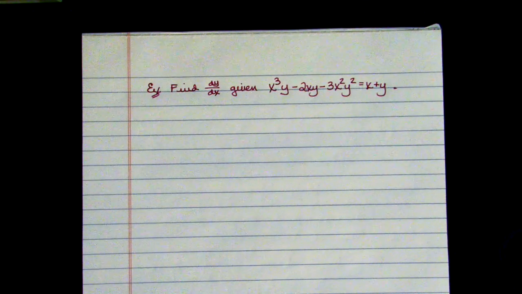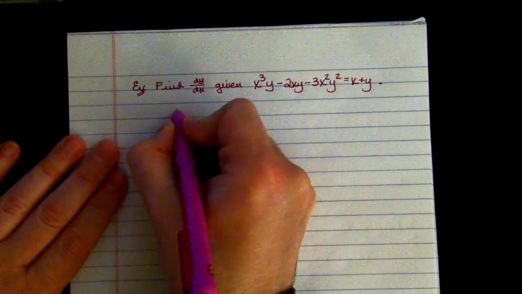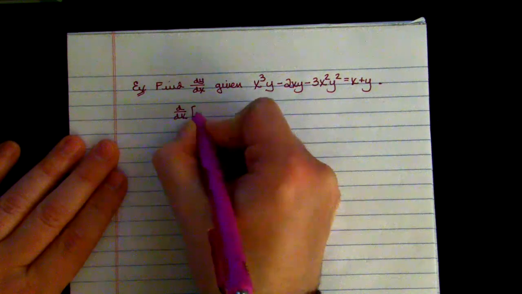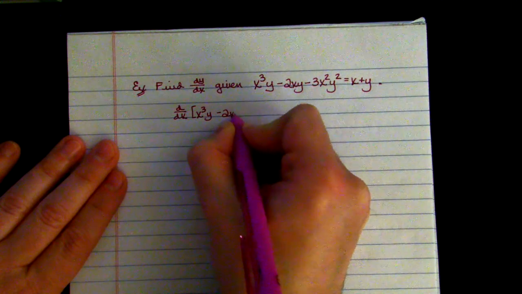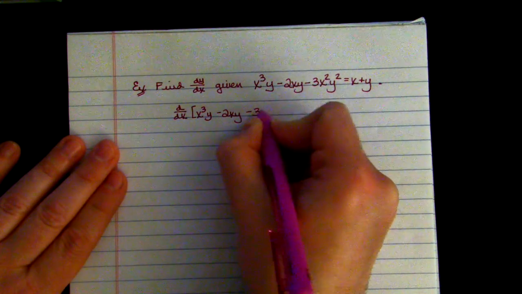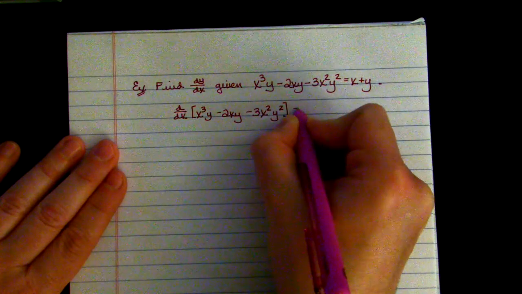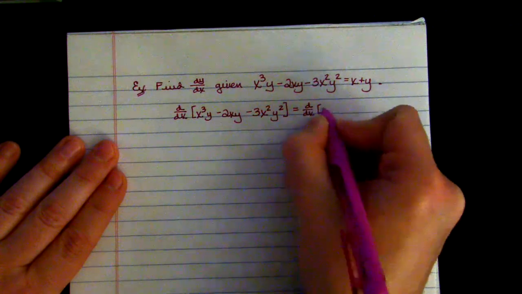Well, now that you've hopefully seen it, we're going to go and create our dy dx formula. I'm going to find the derivative of both sides. I want to find the derivative of x cubed y minus 2xy minus 3x squared y squared, and I want to find the derivative of x plus y.